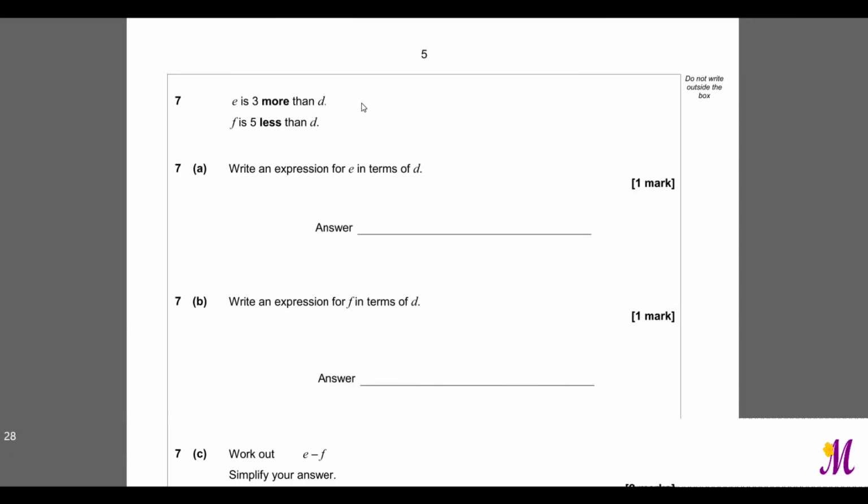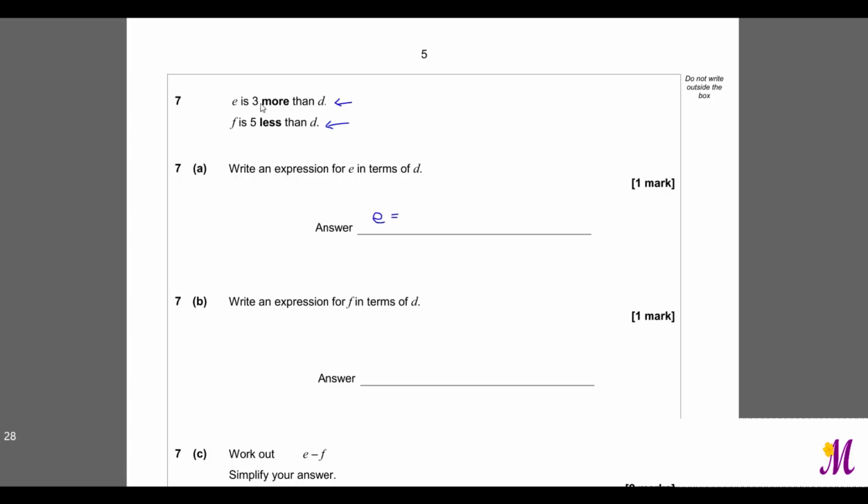Let's continue with question 7. We have 2 pieces of information here. The first says E is 3 more than D, and F is 5 less than D. Write an expression for E in terms of D. What is E in terms of D?